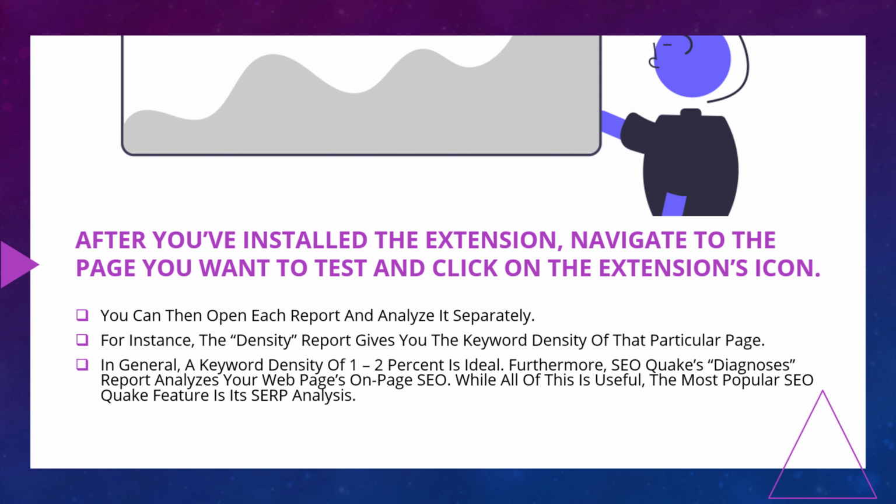The density report is a particularly good page, and it gives you just a great SEO analysis overall. It's not my favorite tool on this list, but it is a good tool, and that is the next one, SEO Quake.